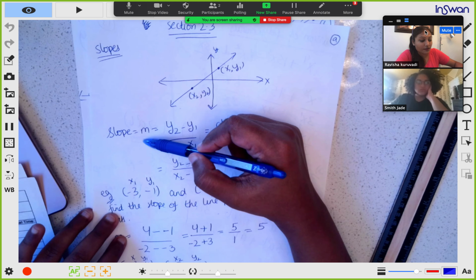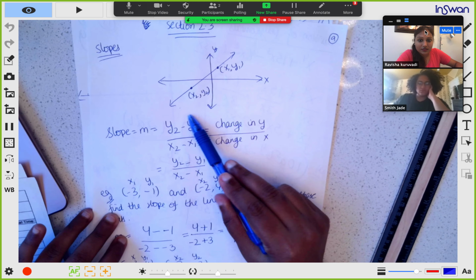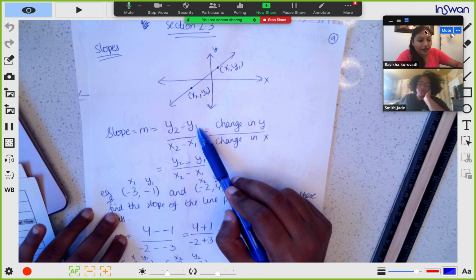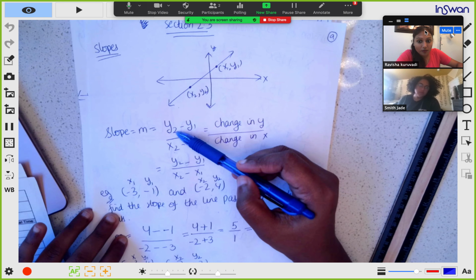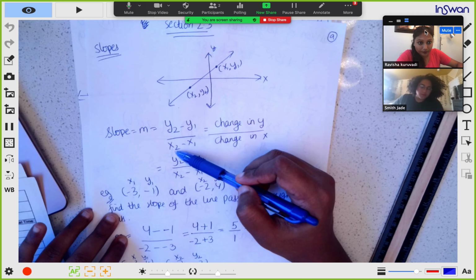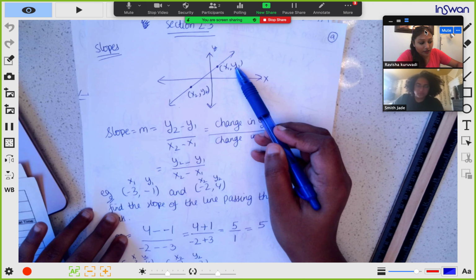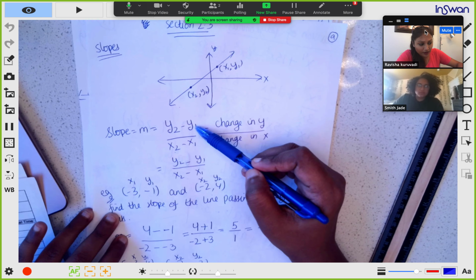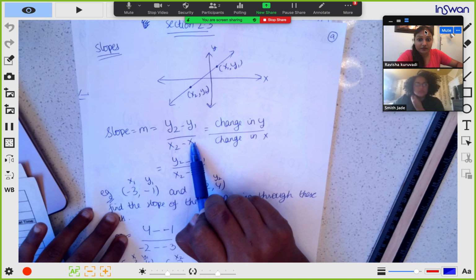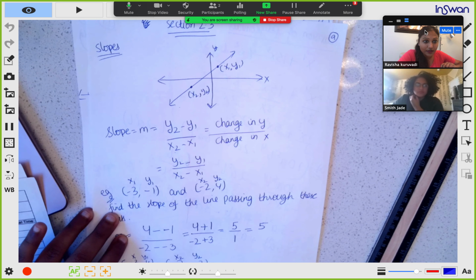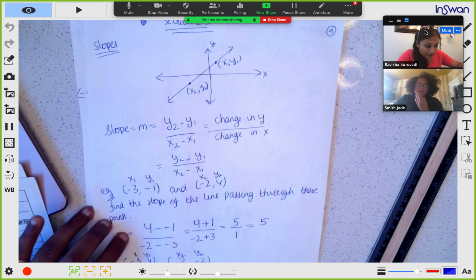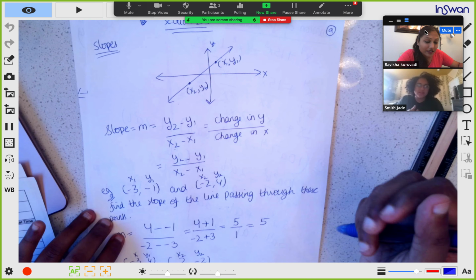This is the formula. Take any point you want. I picked x2, y2 first. I put y2 on the top and x2 at the bottom, then a minus sign. Then you take the other point, put the first term on top and the first term at the bottom. That's how you find it, which is basically change in y over change in x. So you combine both the y's together and both the x's together.